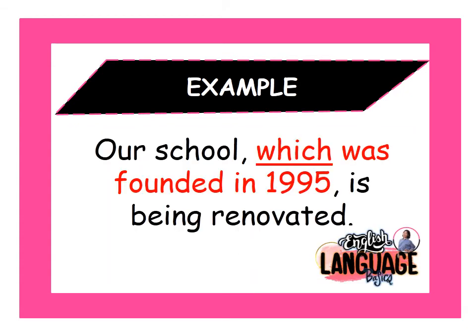In this sentence, our school, which was founded in 1995, is being renovated. The main thought is the school being renovated. The red-colored line is additional information about the school. You can either remove it or not. It will not affect the main point of the sentence.